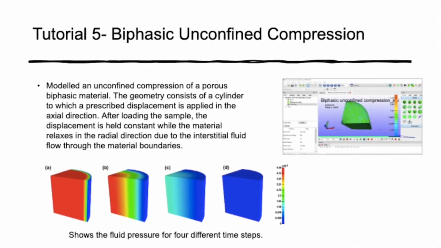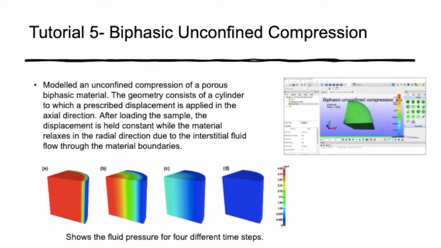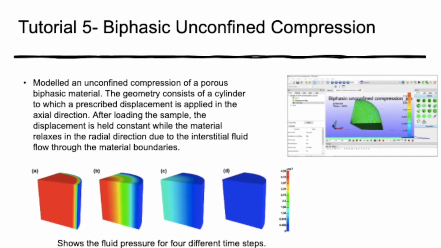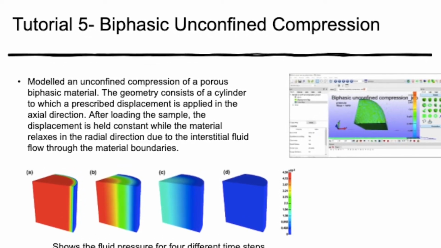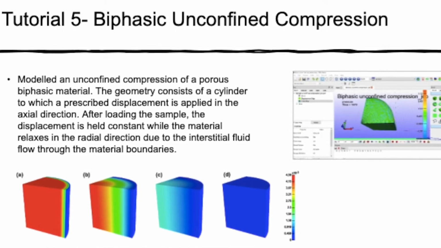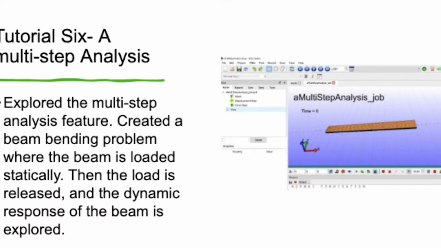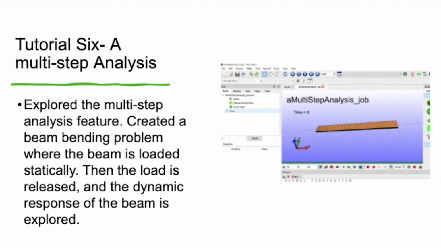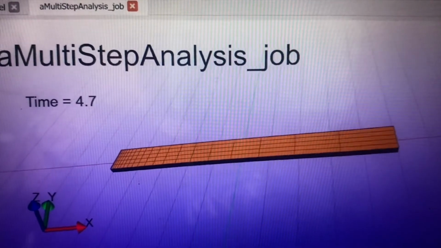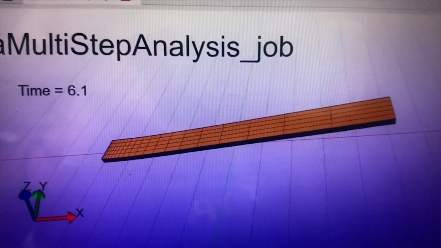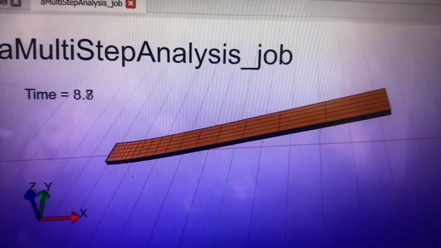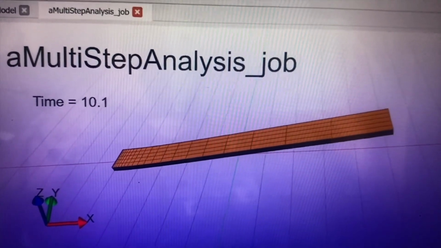I also worked on a biphasic unconfined compression. The geometry consisted of a cylinder to which a prescribed displacement is applied in the axial direction. The image shows the fluid pressure for 4 different time steps. The last tutorial I learned was a multi-step analysis where I created a beam bending problem where the beam is loaded statically. The load is then released and the dynamic response of the beam could be explored.